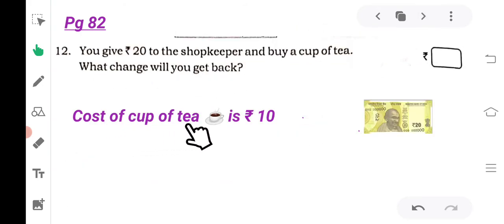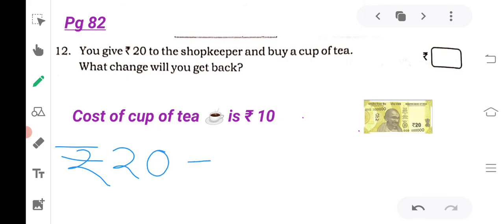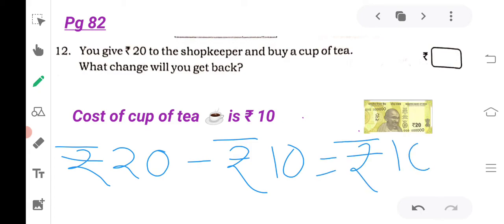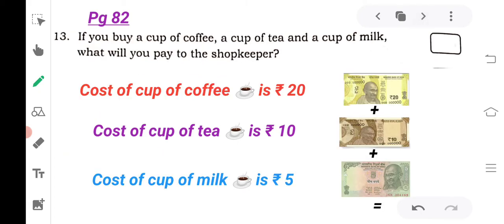So children, the cost of a cup of tea is rupees 10 and you have given 20 rupees. So how many rupees will you get back? Rupees 20 minus the cost price, your rupees 10. So how many rupees will you get back? You will get rupees 10 as change back. Rupees 10. Okay. The next question: if you buy a cup of coffee, a cup of tea and a cup of milk, what will you pay to the shopkeeper?